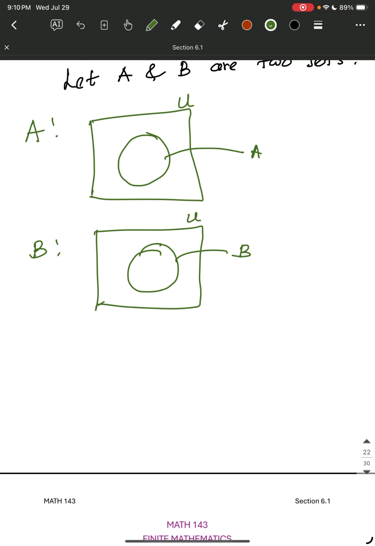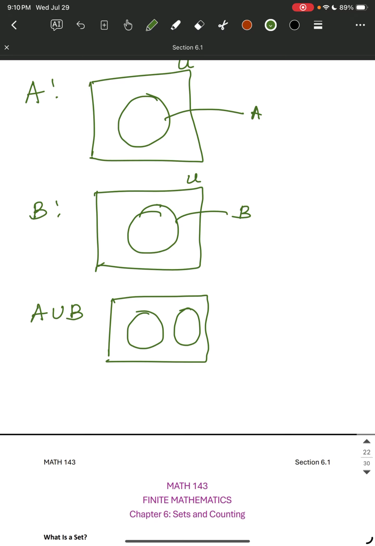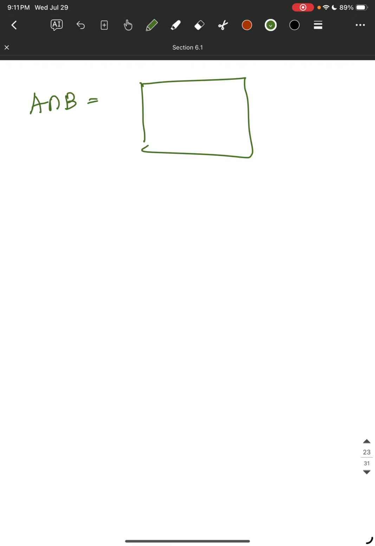If two sets A union B, we can draw it as separate sets with the disjoint, or like this, A union B, right? Also, then A intersection B, that is the area common in both A and B.